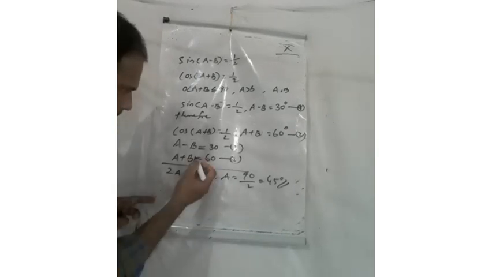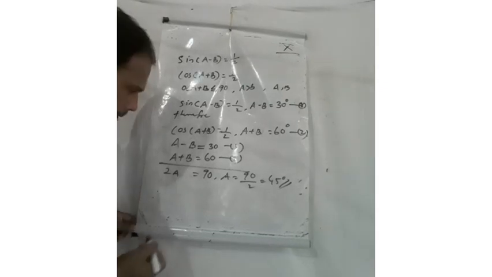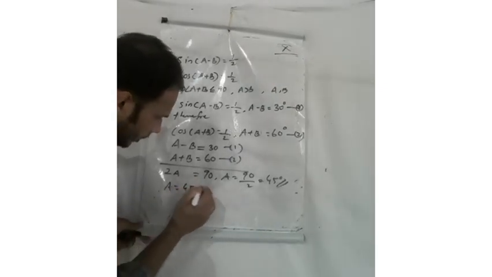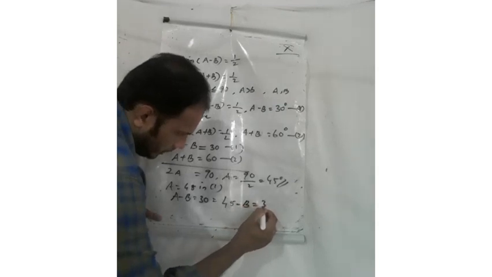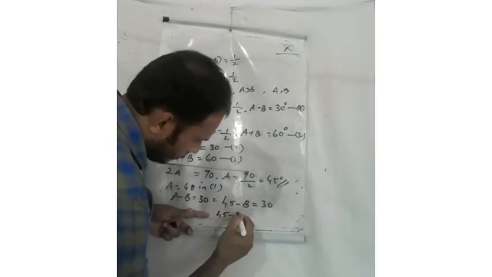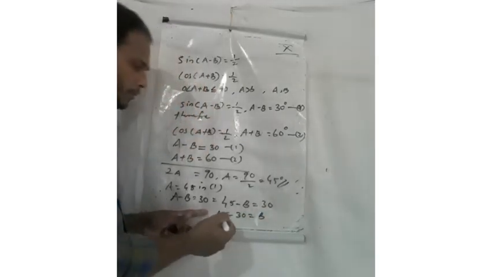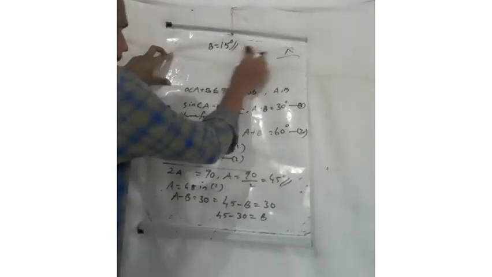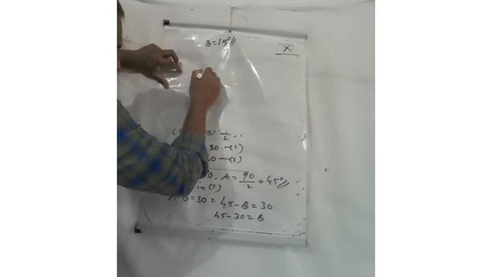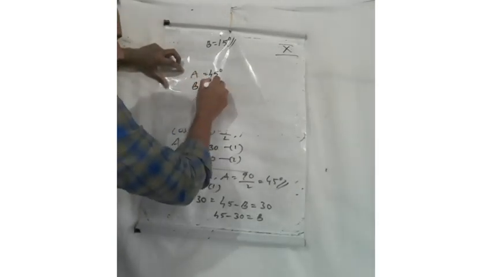Then how can we find b? How can you find b? That is, a equals 45. In equation 1 or 2, substitute it; there is no problem either way. Let us put a equal to 45 in equation 1: a minus b equals 30, so 45 minus b equals 30. Take minus b to the other side and 30 to this side: 45 minus 30, you are getting b equal to 15 degrees. So a equals 45 degrees and b equals 15 degrees.